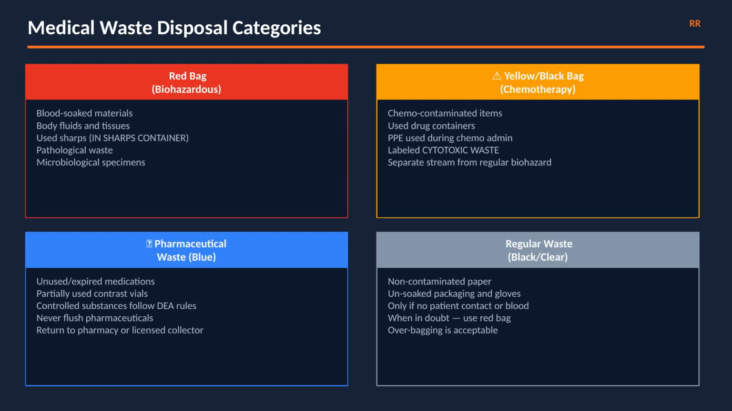Cytotoxic drugs are carcinogenic and mutagenic, even at small exposure levels. Skin absorption, inhalation of aerosols during preparation, ingestion from contaminated surfaces, and eye splash are all exposure routes. Safe handling rules. Double gloves with chemo-rated gloves. Wear impermeable gown plus eye protection for any preparation or administration.